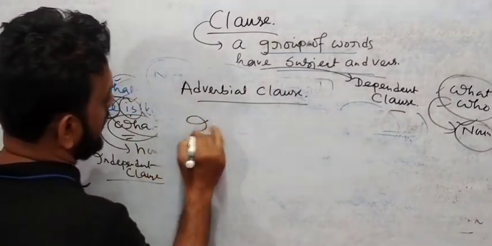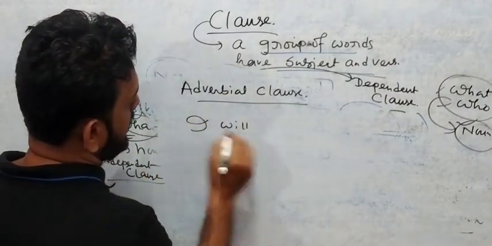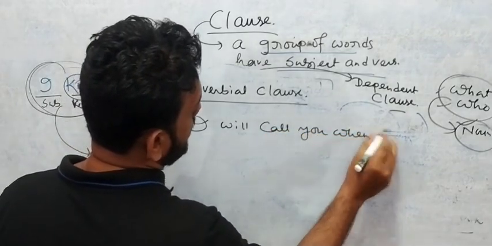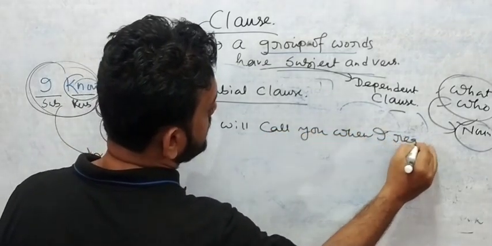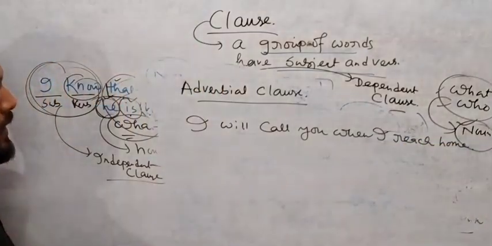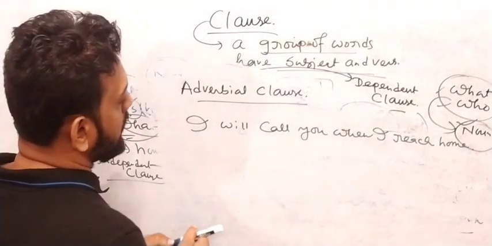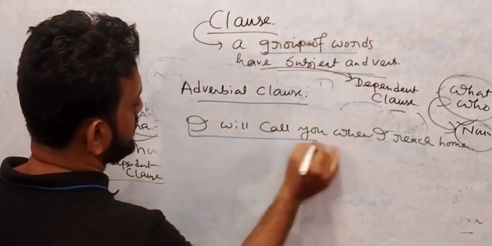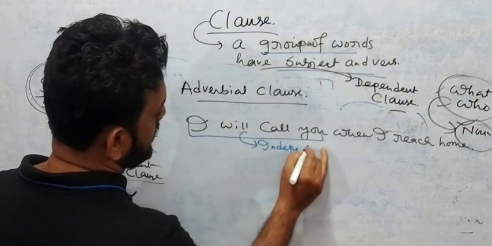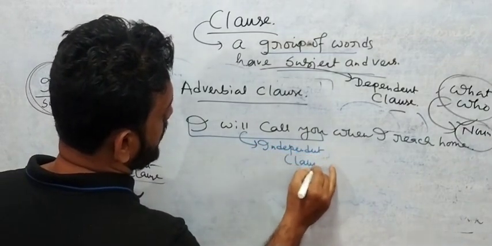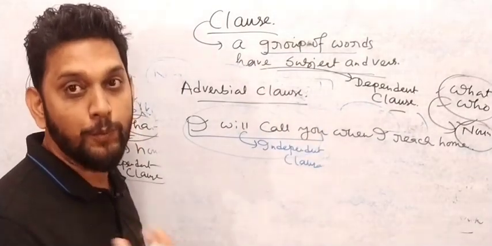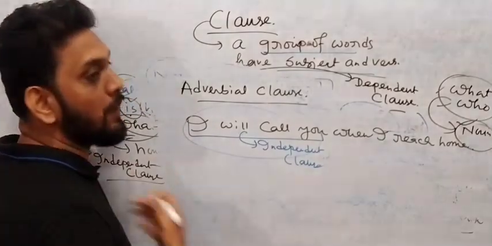Adverbial clause: I will call you when I reach home. Okay, this sentence is written over here. So you see, "I will call you" is an independent clause. And why is it an independent clause? Because it expresses its own meaning very easily, and it can stand alone.